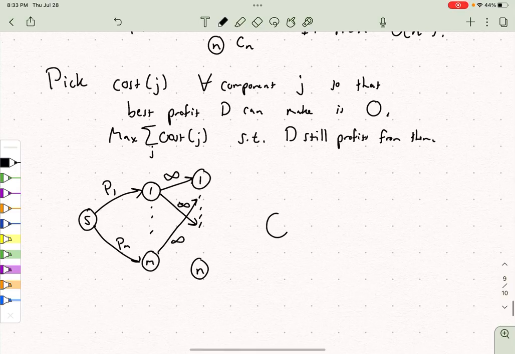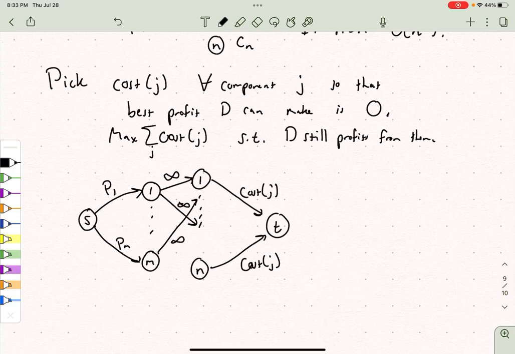And then at the very end, we have T, and the cost will be on these edges. So that's in the original. So now all we're going to do is make these infinities to represent that we're going to increase these costs as much as possible. And if these are as big as possible, then we're maximizing our profits.